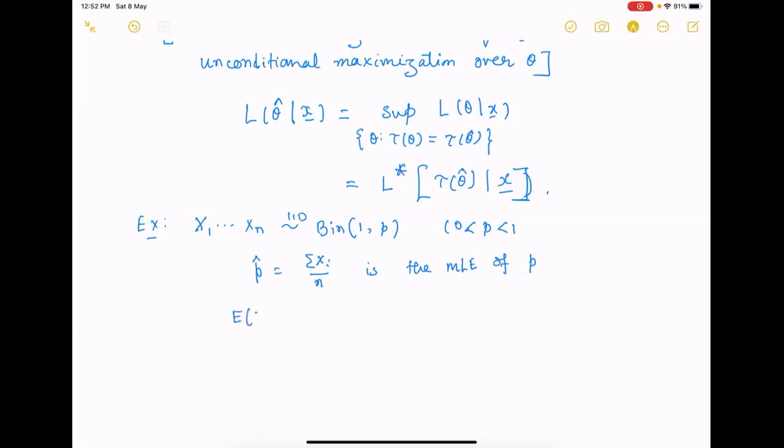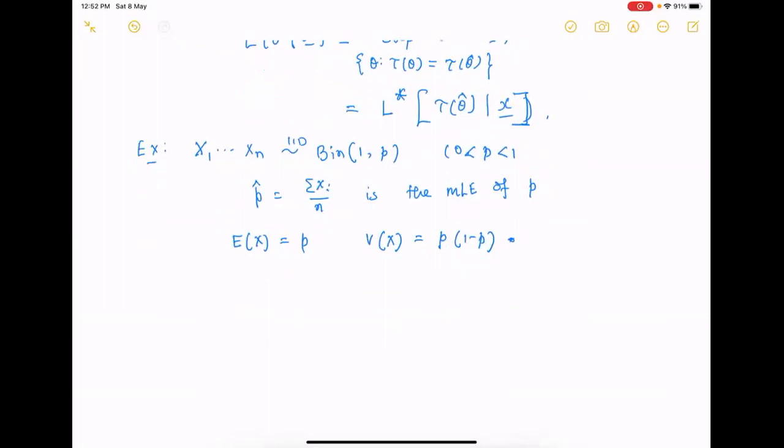Now, the expectation of X is p. We do know, and what is the variance of X? p into 1 minus p. Now if somebody asks you what is the maximum likelihood estimator of variance of X, generally we jump to say, what is the estimator of variance of X? So this will be 1 by n summation xi minus x bar whole square, correct? That is what we jump to say.